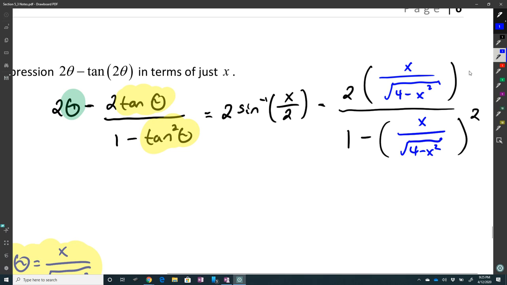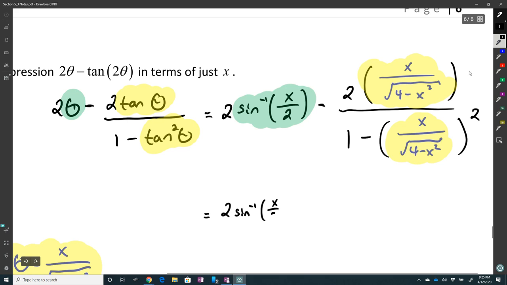Okay, so while it looks like we're kind of done because I did everything I needed to, I replaced the theta with that, I replaced tangent with this nasty thing, I have to go ahead and simplify, and that's where the not fun part is. Nothing I can do for that first term, that stays as it is. But here, this is really 2 over 1. Top times top, bottom times bottom. So it's 2x over all that.